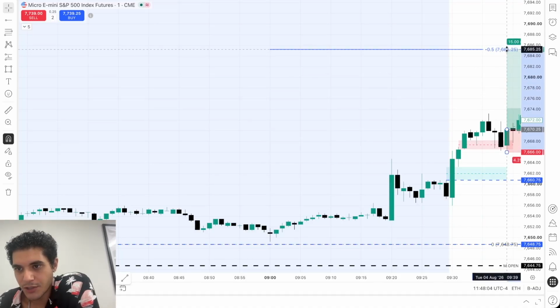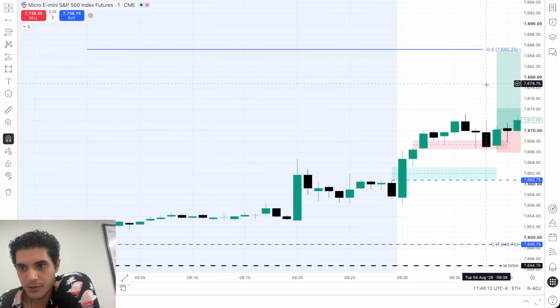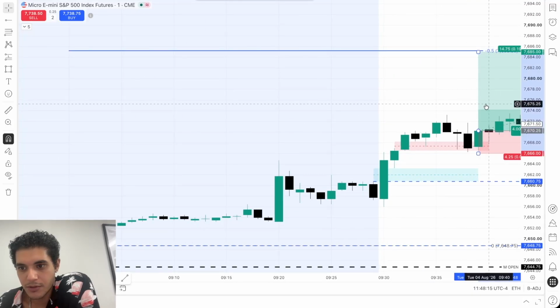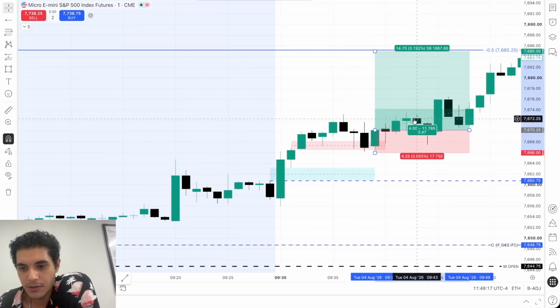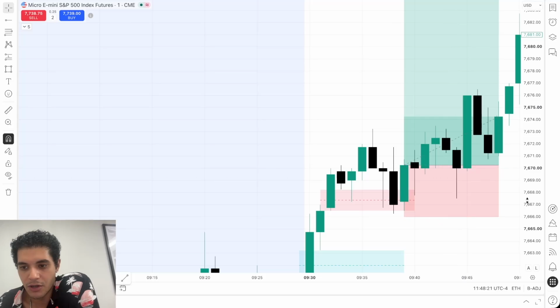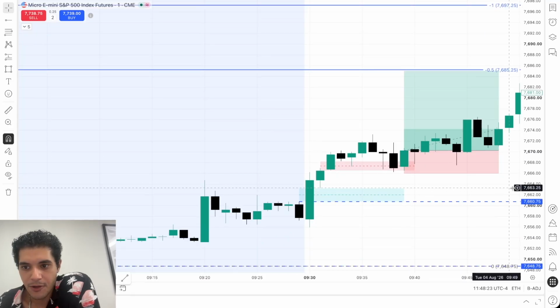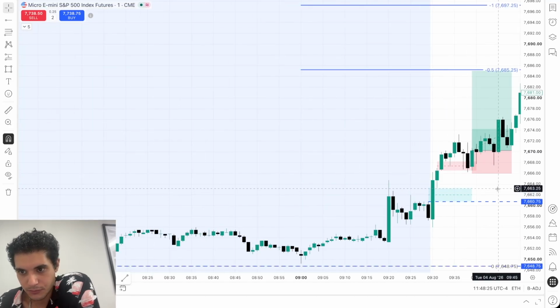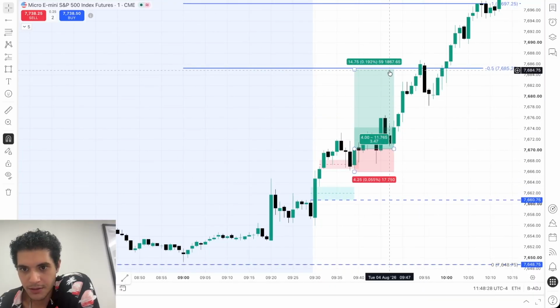So if I put projection 1 just at 76.85, just a tick below it, that's a 3.47 R. Okay. And then price trades to it.